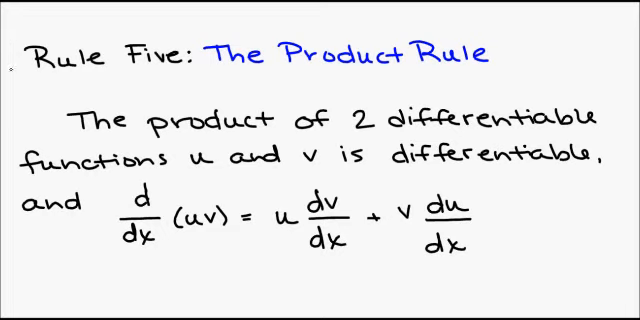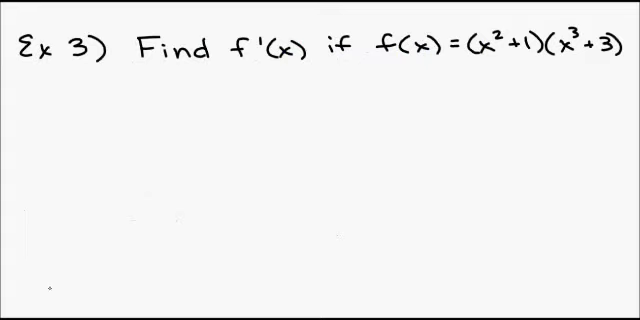Okay. Rule 5, the product rule. The product of two differentiable functions, u and v, is differentiable, and d/dx of u times v is equal to u dv/dx plus v du/dx. Example 3. Find f prime of x if f of x equals (x squared plus 1)(x cubed plus 3). So in our product rule, this would be the u, and this is the v.